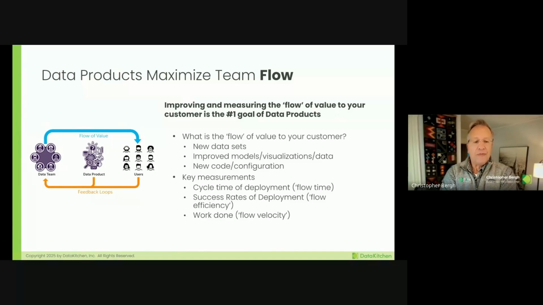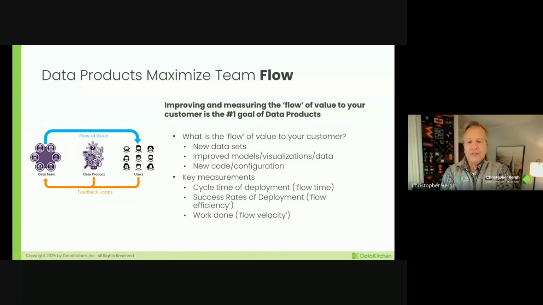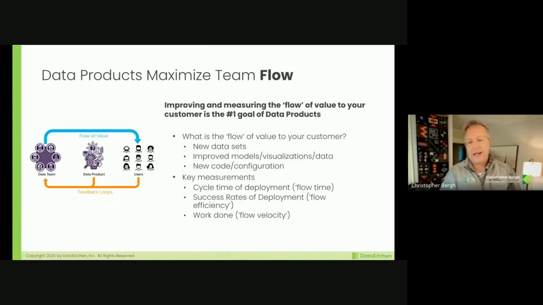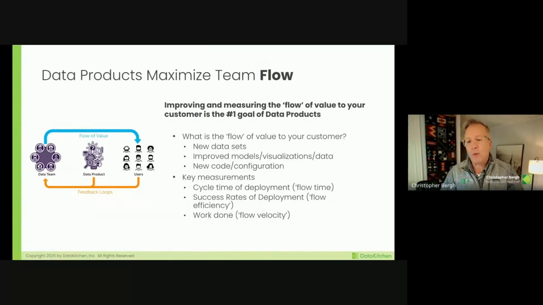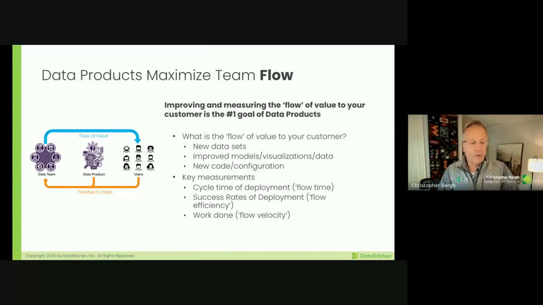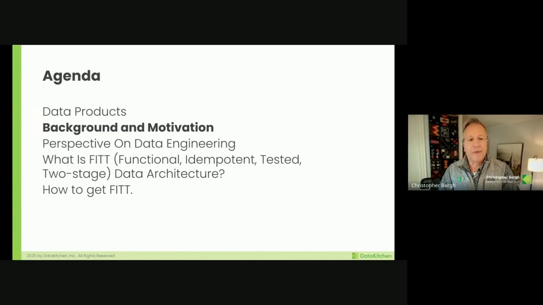It's how fast you can deploy, or what the success rates of deployment are. And I think I would add to that the success rates of quality, since the data is always changing, and then the work done. And so if you read that Mik Kersten book about Project to Product, I think that encompasses my view of what data products are.